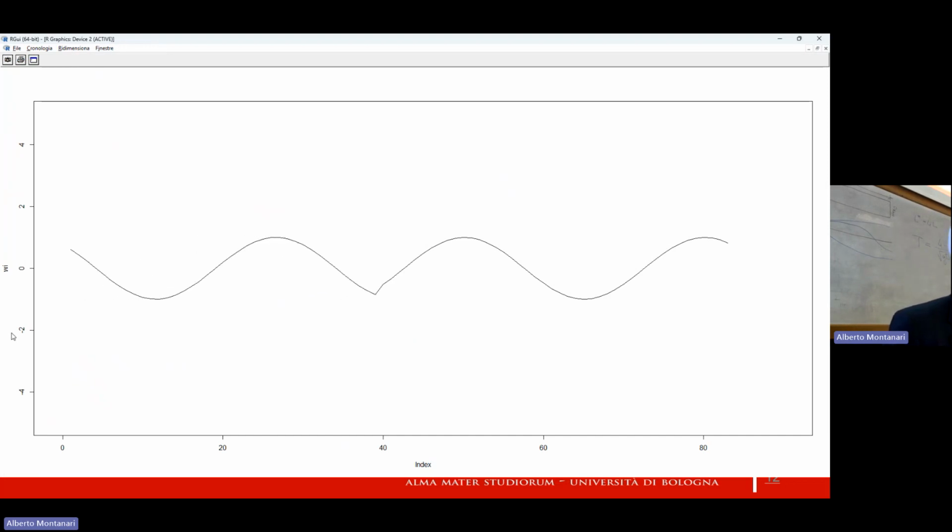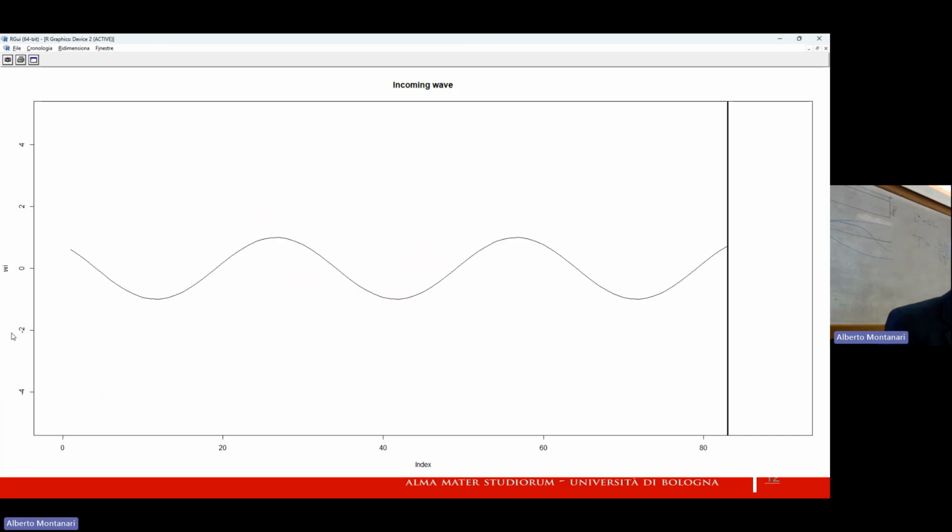Okay, I didn't delete the plot that was before, but you see here, as time progresses, you have the propagation. And this is the incoming wave. So this is the situation after half of the period of the bay. Okay, and then from here on, there is the reflected wave that is going back. And then you get the superimposition.